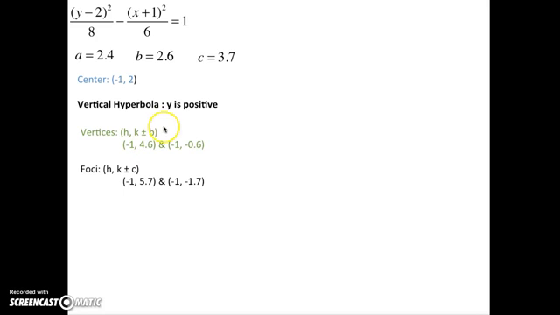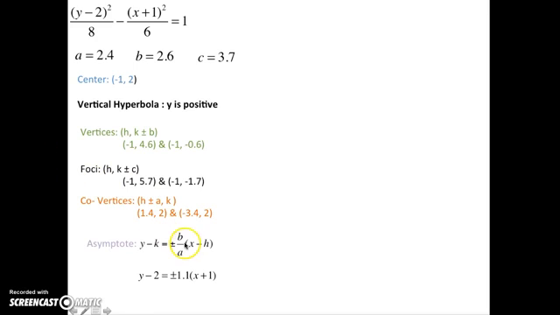To find the focal points, you always add to the same number. So we're dealing with the k value here, so we're adding c to the k value. And then for the covertices, h plus or minus a. And our asymptotes are going to be y minus 2 equals plus or minus 1.1, which I got from taking b over a, times x plus 1.